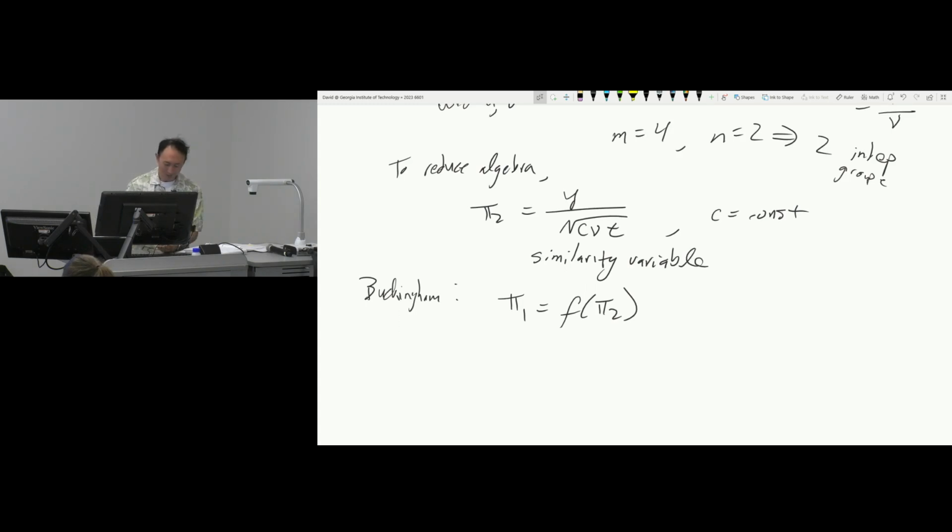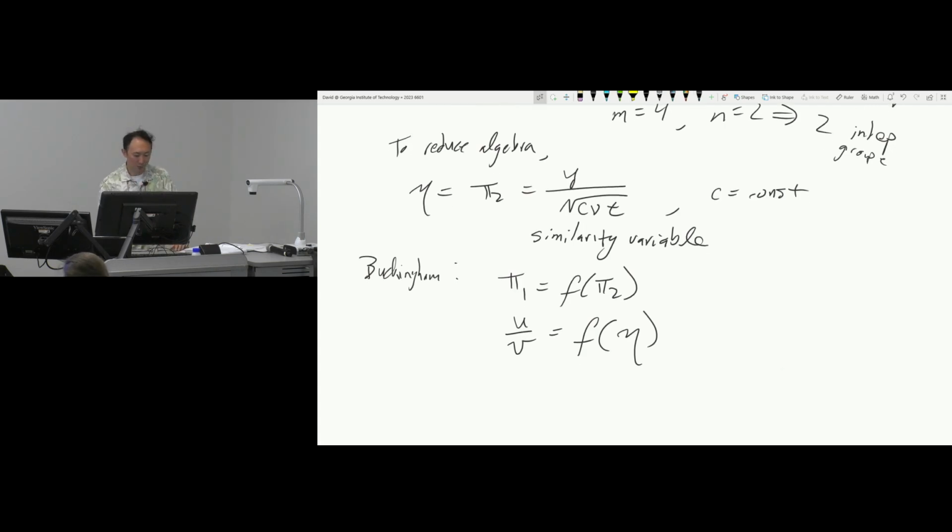Okay, Buckingham says, hey, if you've got two dimensionless groups, one is a function of the other. So in this case, u over v is a function of the similarity variable, what we'll call eta. Let's call it eta from now on because it's really awkward to write this subscript. So instead of solving for u as a function of all those variables, we're going to solve for this dimensionless u as a function of eta.